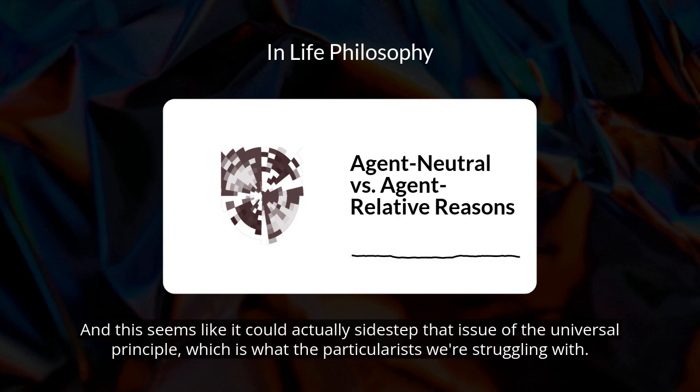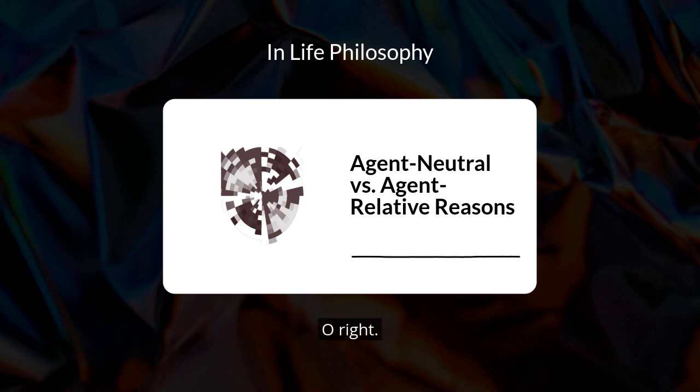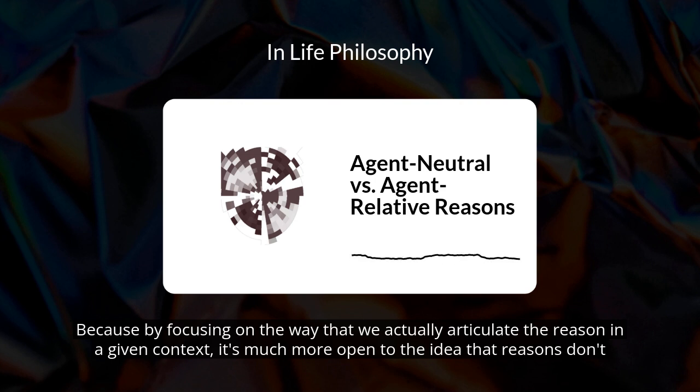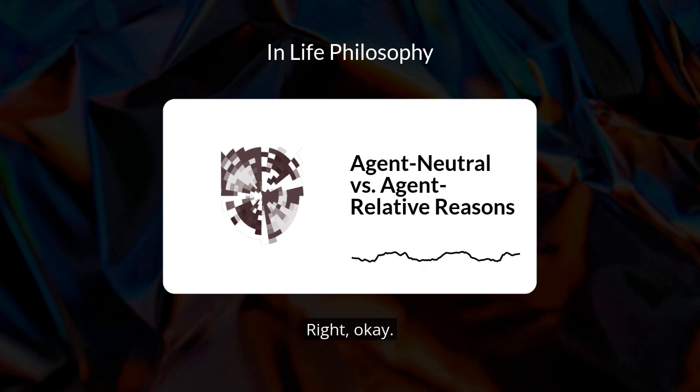And this seems like it could actually sidestep that issue of the universal principle, which is what the particularists were struggling with. Yeah, that's one of the potential advantages of this view. Because by focusing on the way that we actually articulate the reason in a given context, it's much more open to the idea that reasons don't necessarily work according to these really rigid, context-insensitive principles.